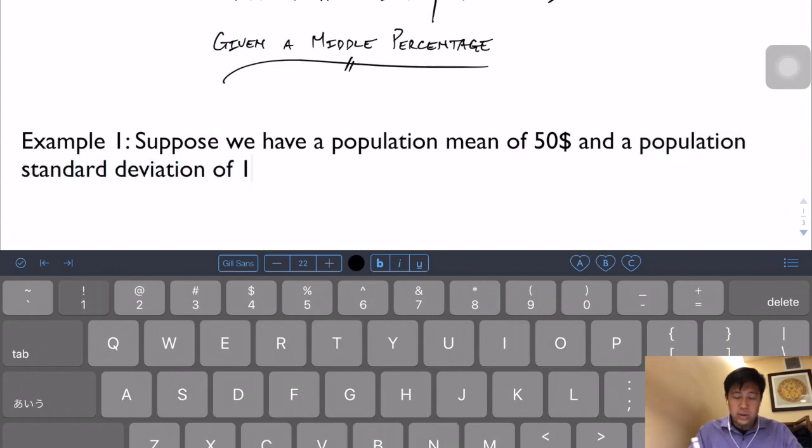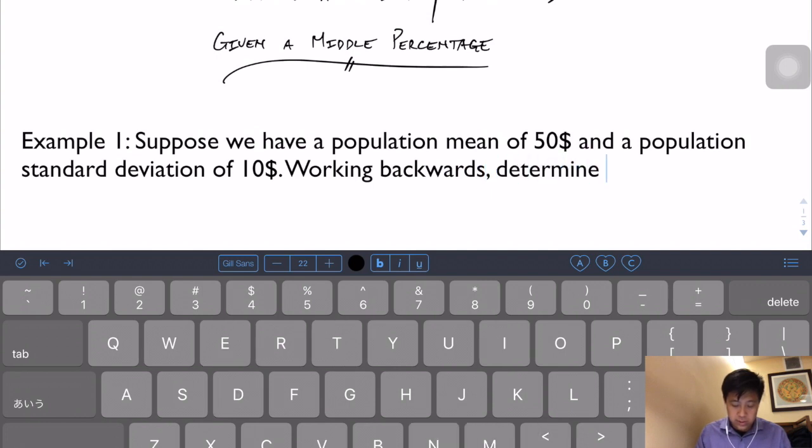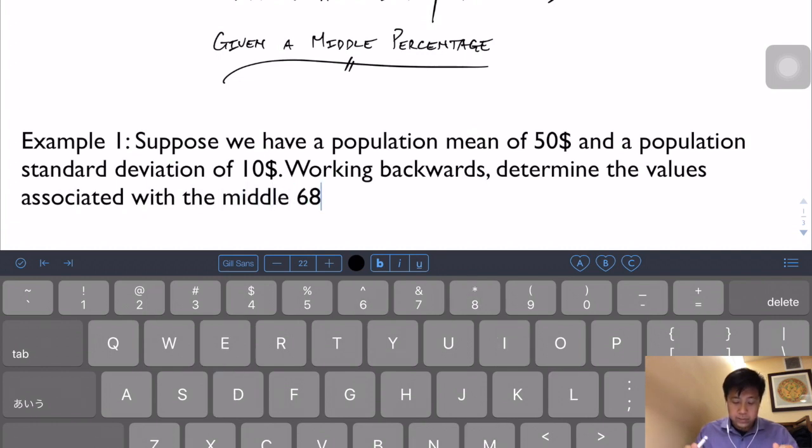Now remember, the dollar aspect is simply a unit to attach to the problem. We could be talking about the same retail store, we could be talking about other things, or you can even change the units to something that's more relevant to you. Here comes a question though. Working backwards, determine the values associated with the middle 68%. Values mean the numbers that are part of your data set, in this case the population.